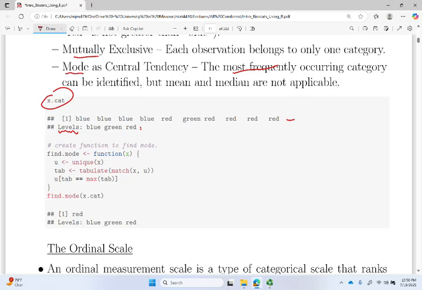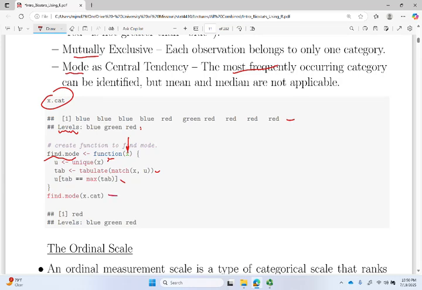Now, R doesn't have a built-in function to calculate the mode of nominal data. So let's build one. We're going to use the function keyword in R, and this is going to be the name of my function, findMode. We're going to enter a categorical data set, find its unique values, and tabulate these, so we find out the frequency of each category. We're going to find the maximum, and then it prints it.